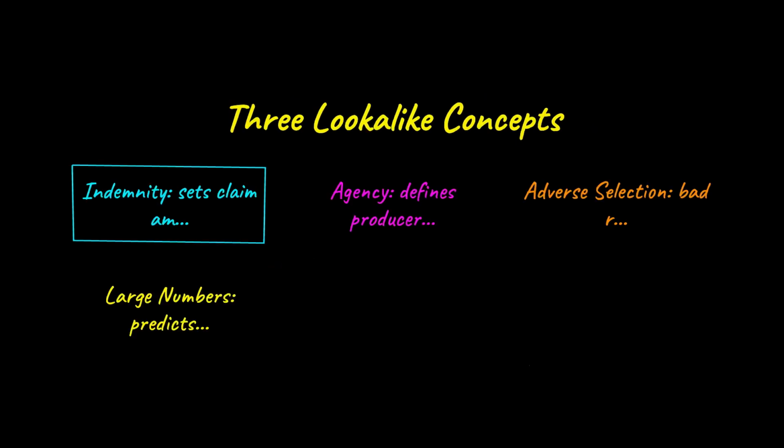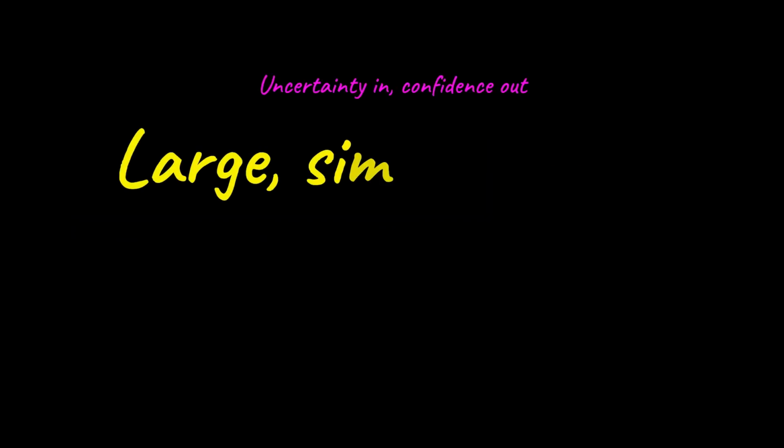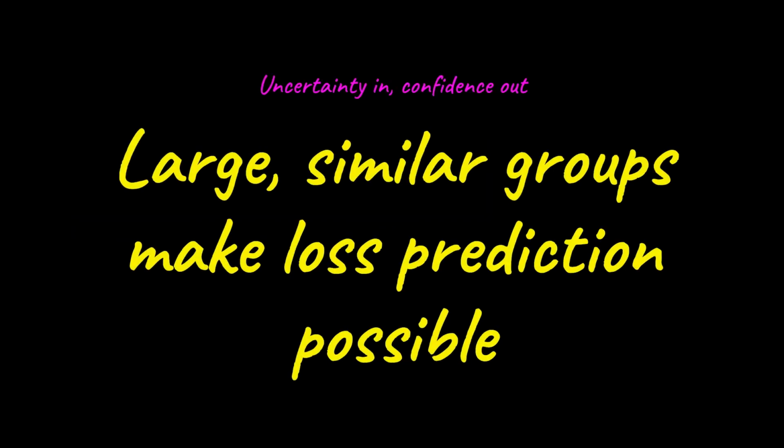The exam surrounds this idea with 3 lookalikes that answer different questions. Indemnity governs how much a claim pays. Agency defines how a producer represents an insurer. And adverse selection describes bad risks crowding into a plan. Only the law of large numbers is about predicting total losses across a pool. This law is what converts uncertainty about individuals into confidence about groups. Without it, sound pricing and insurance itself would be impossible.